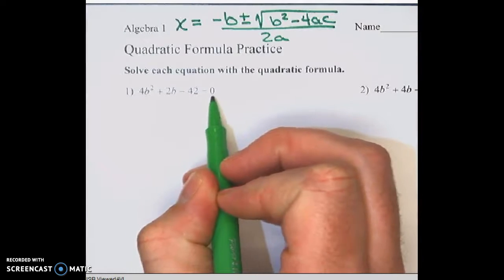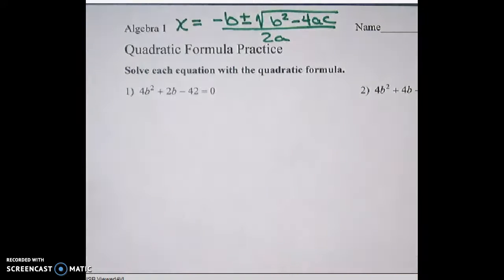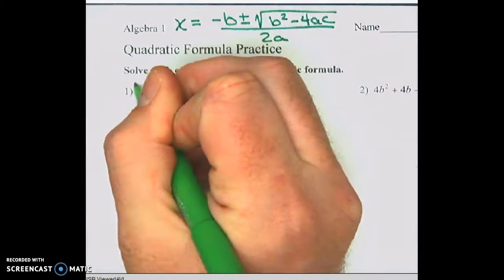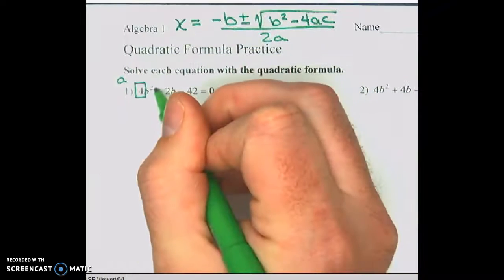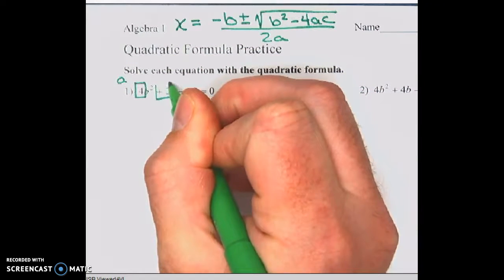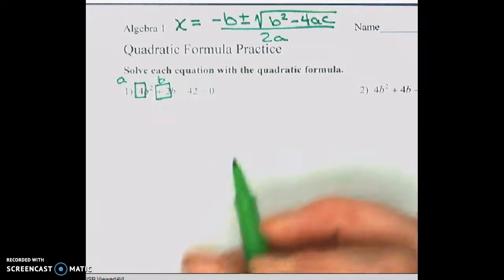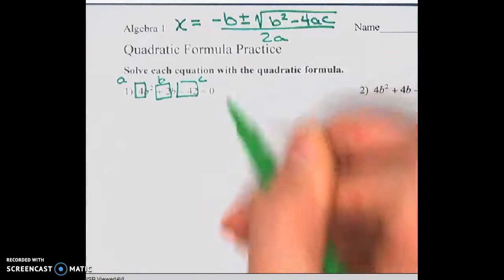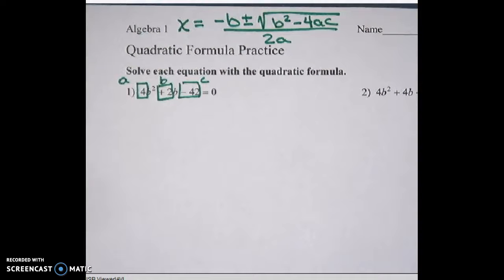First thing we want to check is equal to 0, so that's good. So we're ready just to kind of plug in our a, b, and c values. I always like just to kind of highlight the numbers, so that 4 there is going to be my a value. Always remember the signs are also part of your b and c values. So that b value is a plus 2. And in this case, the c value is a negative 42. So a is 4, b is 2, and c is negative 42.